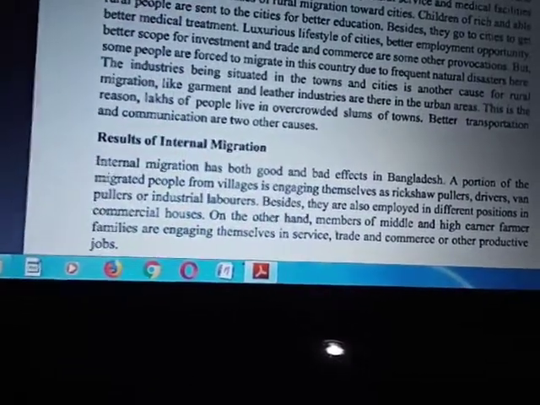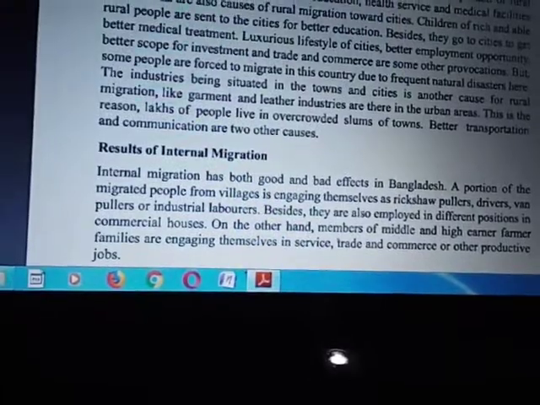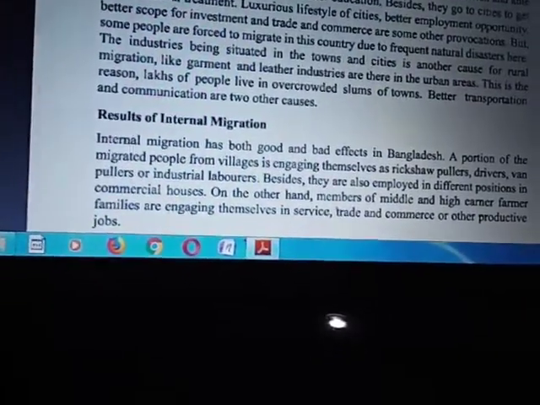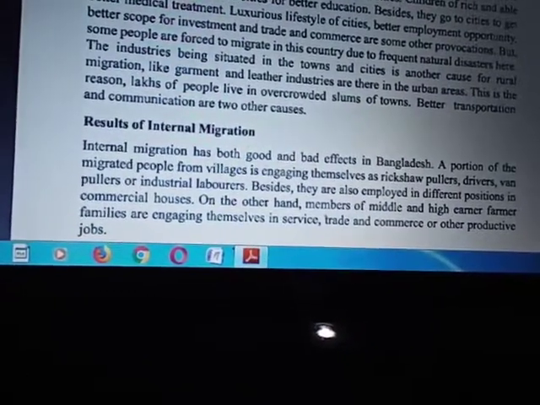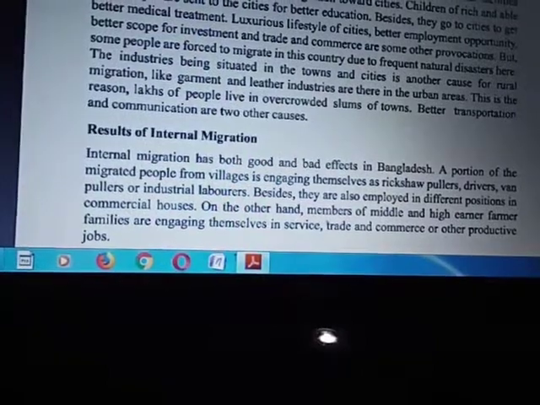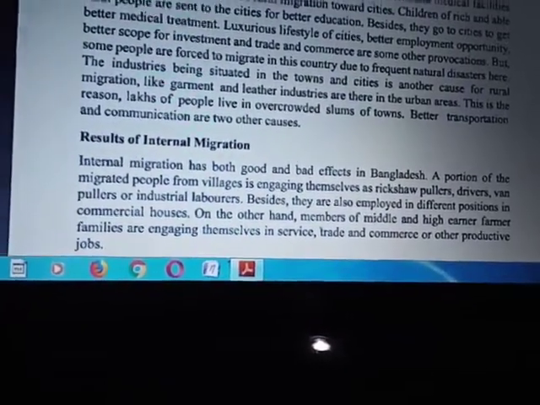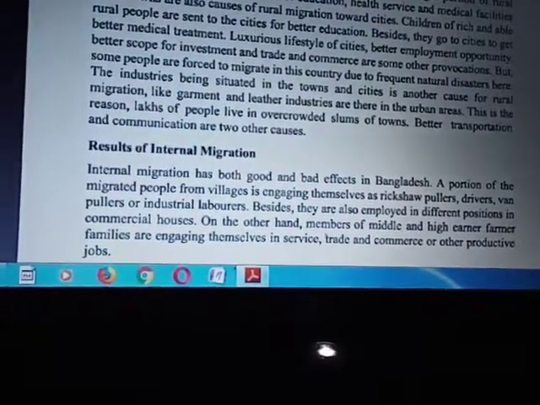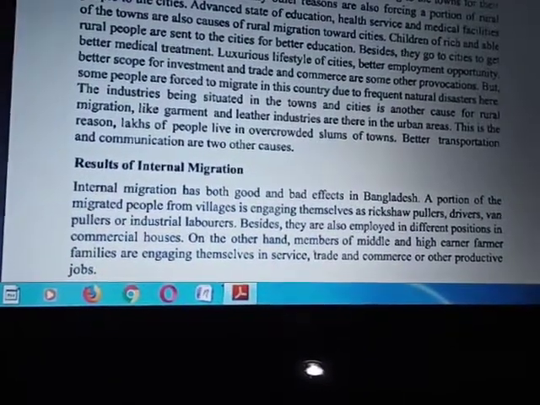Children of rich and able rural people are sent to the cities for better education. Besides, they go to cities to get better medical treatment, luxurious lifestyle of cities, better employment opportunities, better scope for investment and trade and commerce, or some other provocations. But some people are forced to migrate in this country due to frequent natural disasters.